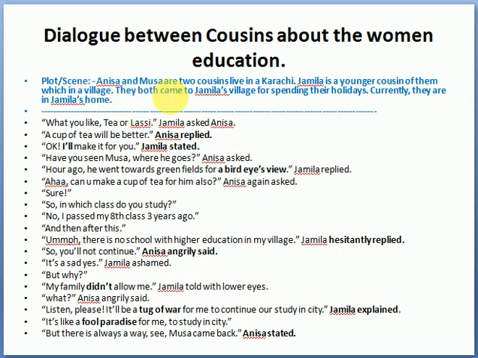This dialogue happens between cousins about women's education, and the description of characters and their names are being introduced in the very beginning, and then their names are being incorporated within the dialogue. Instead of their names being written isolatedly, they are being incorporated effectively.